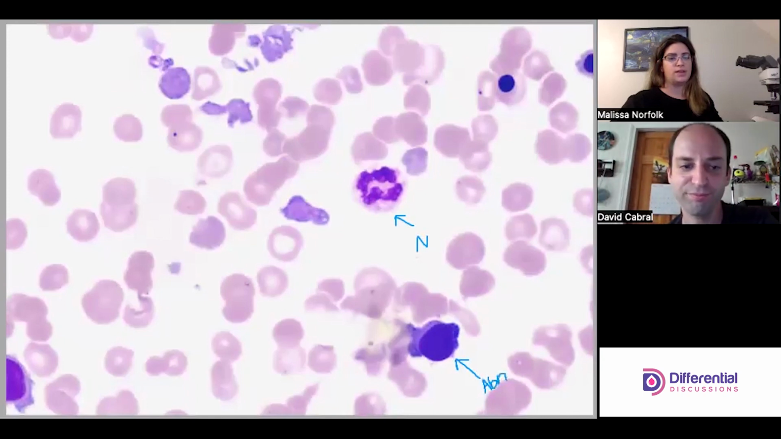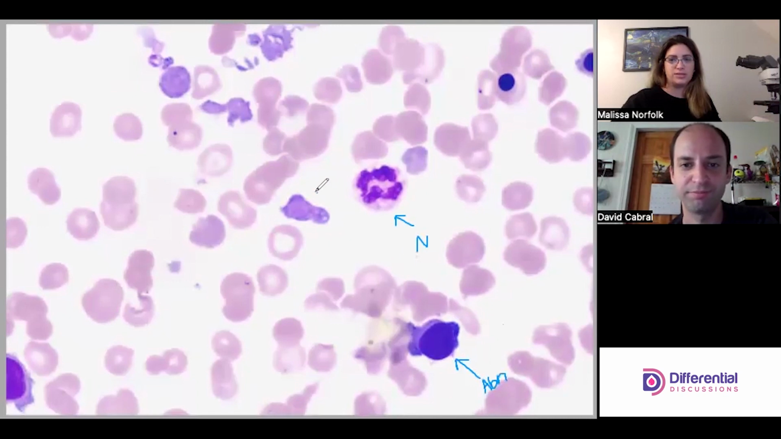This is the abnormal megakaryoblast. We'll just put abnormal. And then there's a bunch of platelets, in air quotes. All of these guys up here.